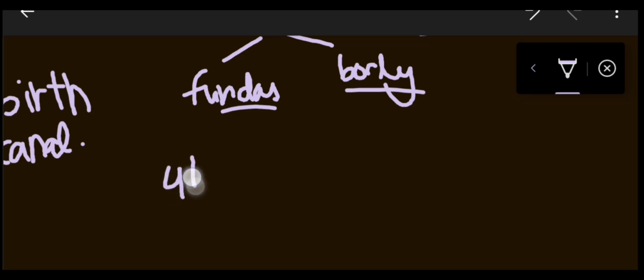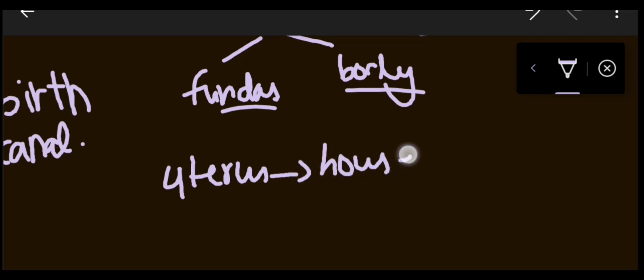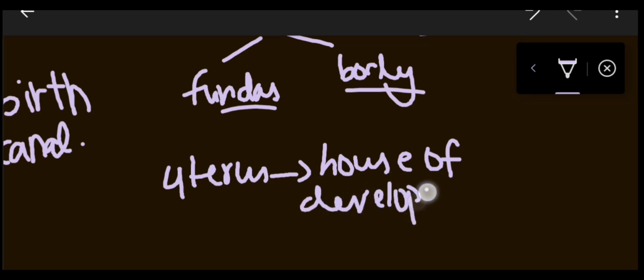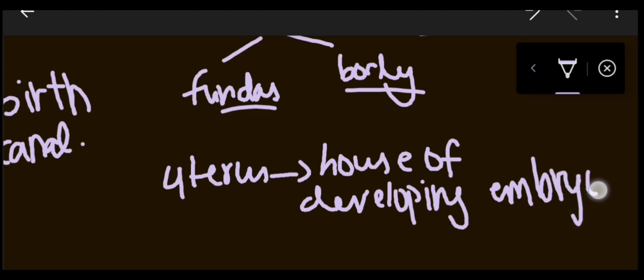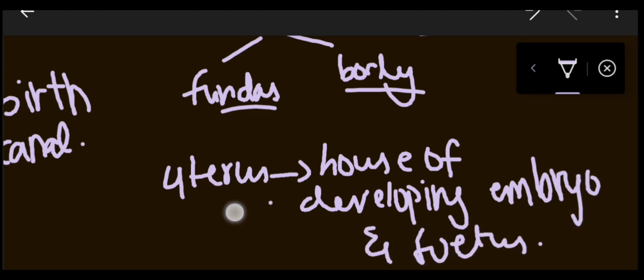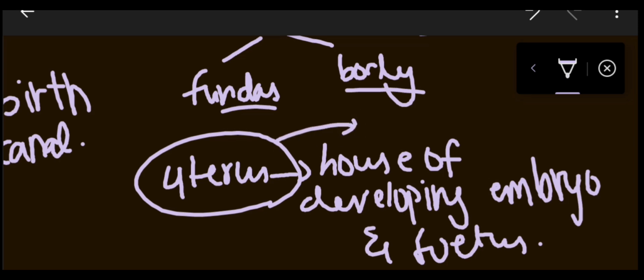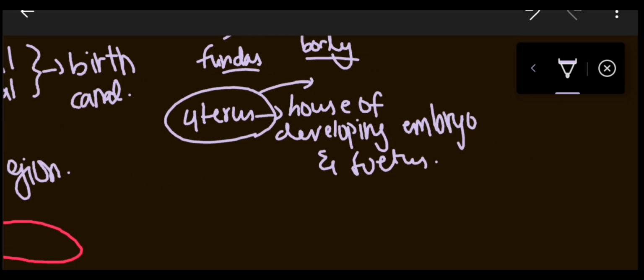And uterus is for what? Uterus is a house of developing embryo and fetus. यूट्रस हमारे पास हाउस होता है एम्ब्रियो और फीटस की डेवलपमेंट के लिए. फेलोपियन ट्यूब हमारे पास क्या होती हैं? लोकेशन होती हैं फॉर फर्टिलाइजेशन.